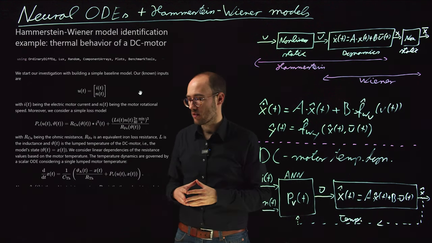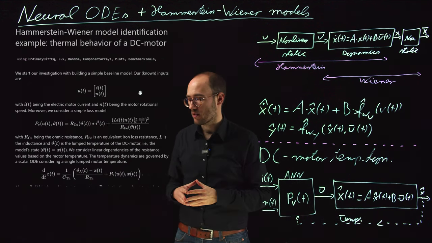Okay, so we set up our training loop here with some simulation parameters as usual, and then we set up our neural network for the loss behavior. How do we do that? We utilize three inputs, which are the motor current, the motor speed, and the temperature of the drive itself.